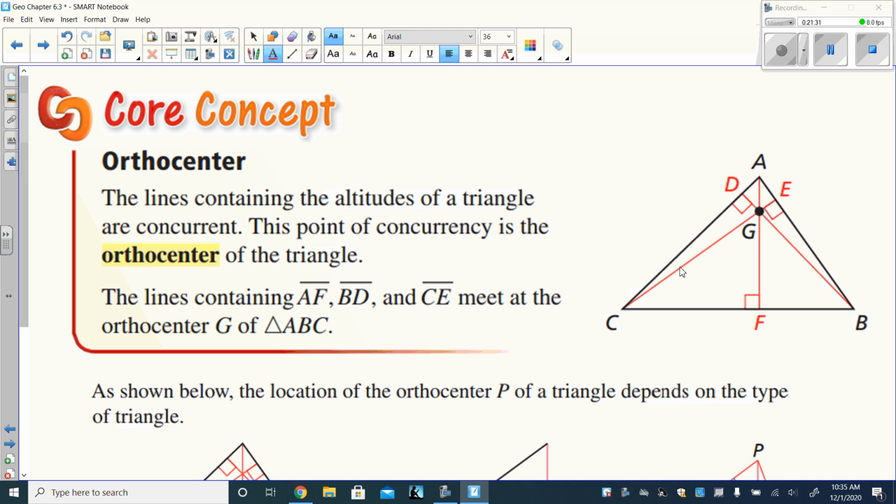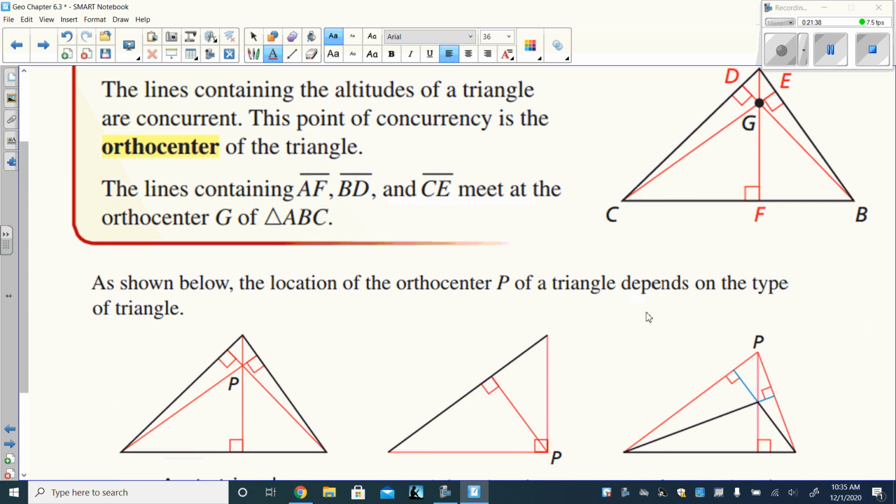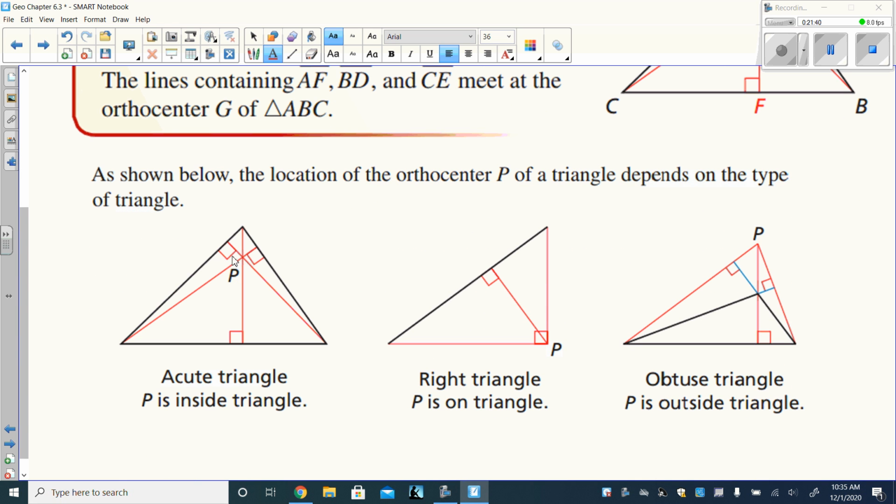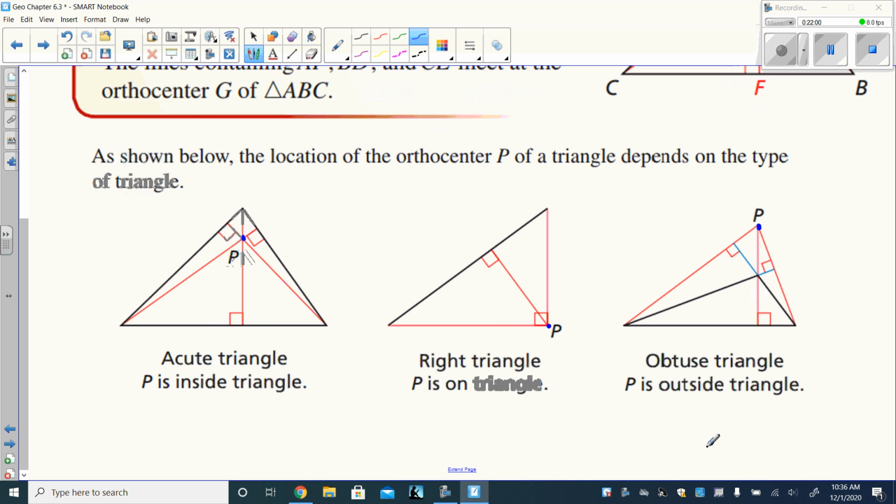Now the three heights of the triangle, or the three altitudes, will all meet at the orthocenter. The orthocenter of a triangle is where the three altitudes will meet. Now the orthocenter can meet inside of the triangle, like this one here. This one here, they all meet inside of the triangle. This one here, the orthocenter is on the triangle, and that's only if it's a right triangle. Or it can meet outside of the triangle if it is an obtuse triangle. And that's kind of what the orthocenter is, and we're not going to do much more with it than that. And that's all we're going to cover today.